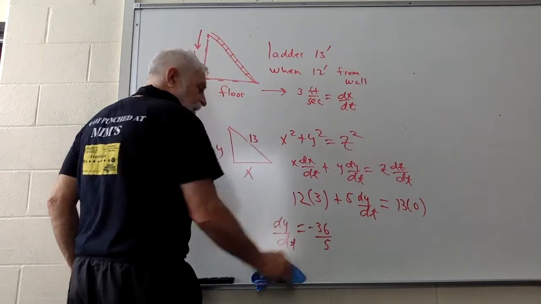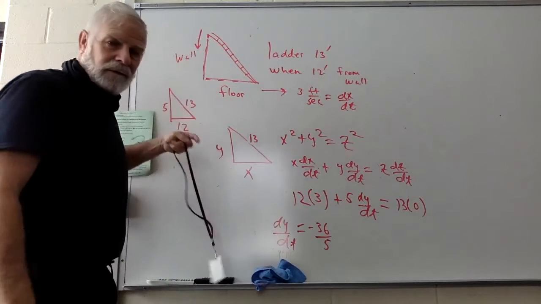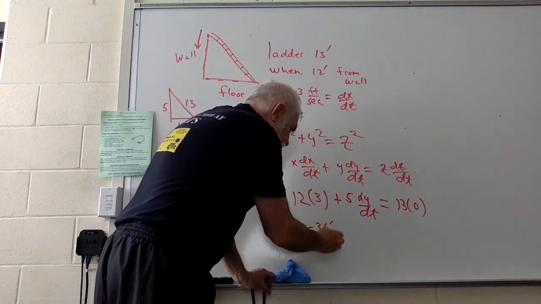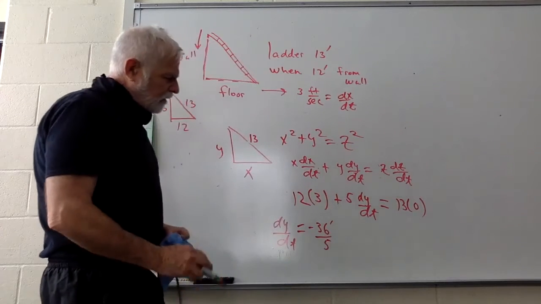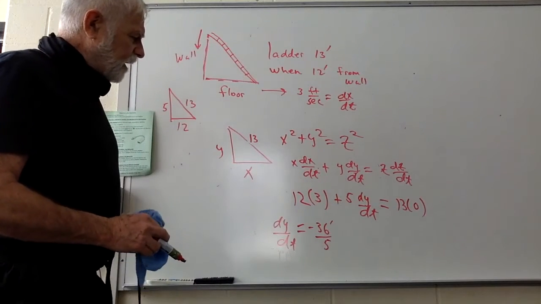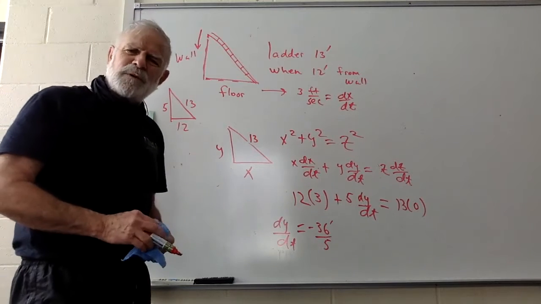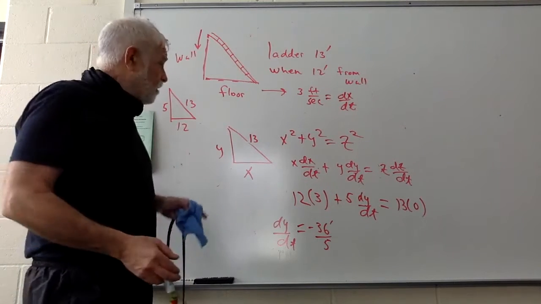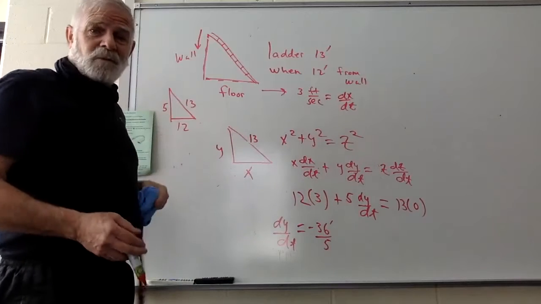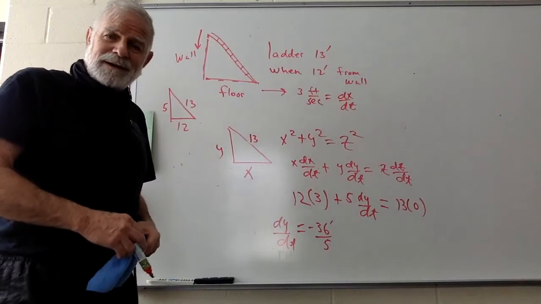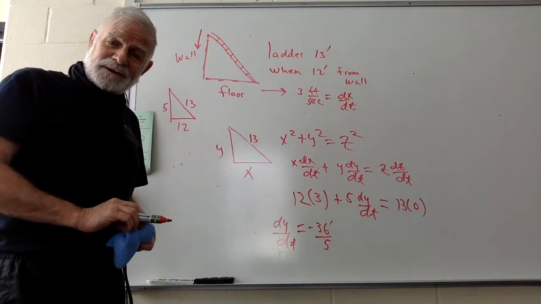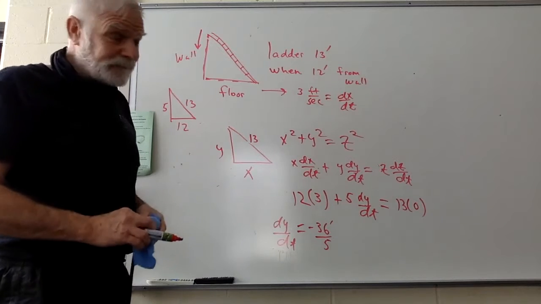The negative signifies that it's coming down at 36 feet every 5 seconds. So dividing that by 5, it's a little more than 7 feet per second. And yeah, the further this comes out, the more time gravity's had to work. It's picking up some speed. That's why you don't want to fall from any great height. You really pick up speed.